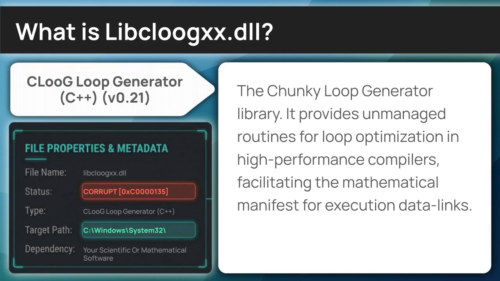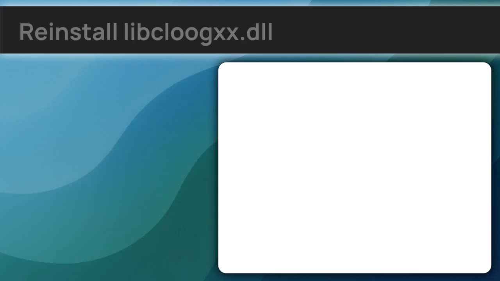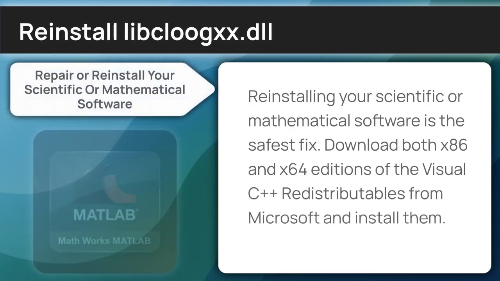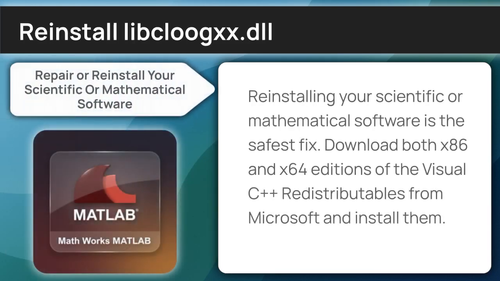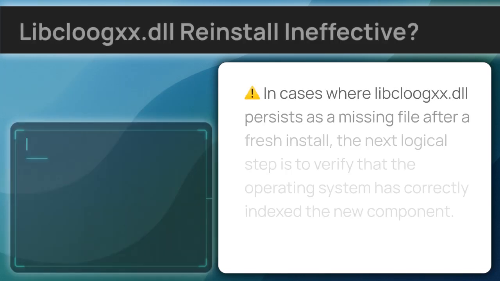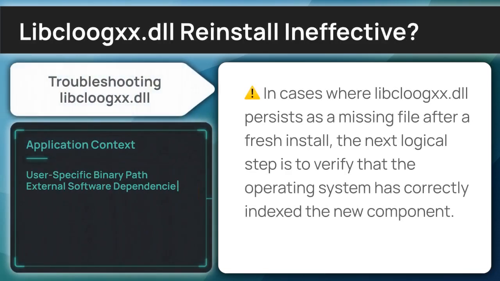With that context in mind, our first logical step is a clean reinstallation. Reinstalling your scientific or mathematical software is the safest fix. Download both x86 and x64 editions of the Visual C++ redistributables from Microsoft and install them. If that initial setup didn't clear the pop-up, let's examine the specific initialization sequence assigned to your applications directory.